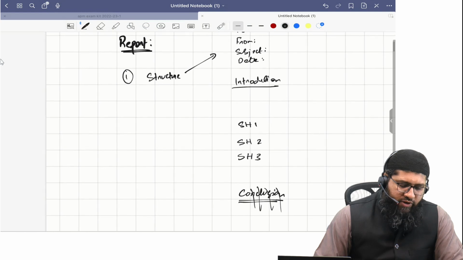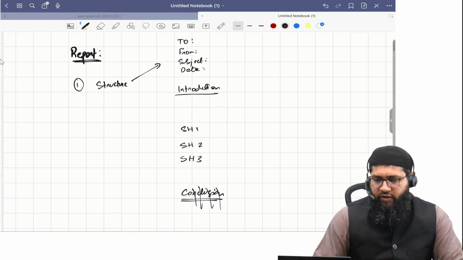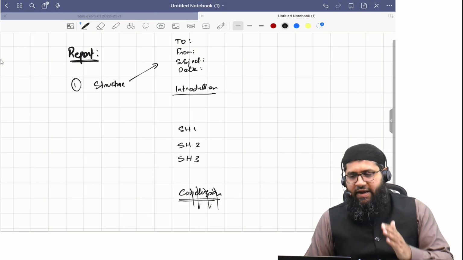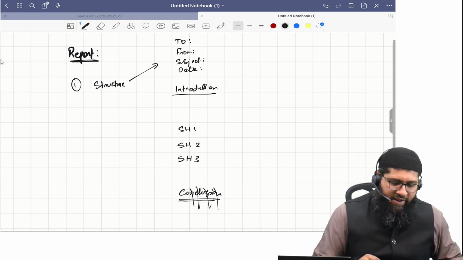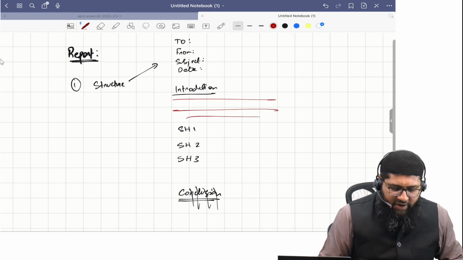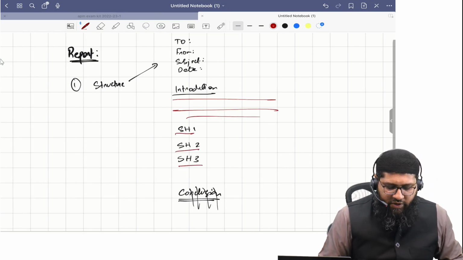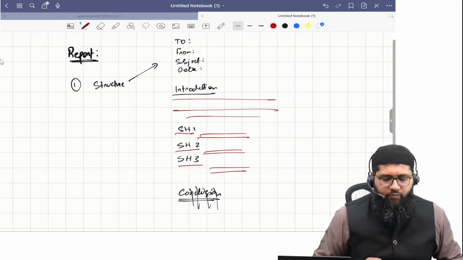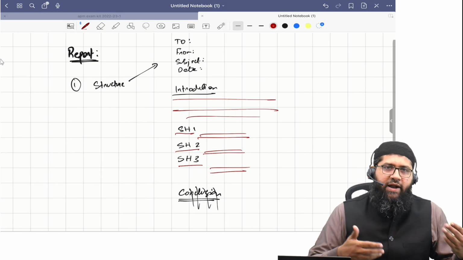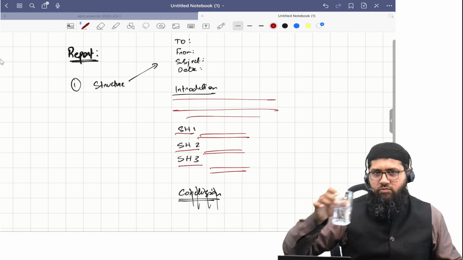So when it comes to writing the report, you have to follow this structural requirement, which is to, from, subject, date, and then the introduction paragraph. After this introduction paragraph, you would have subheading 1, subheading 2, subheading 3. When you have these subheadings, you would have to write down the content under them.